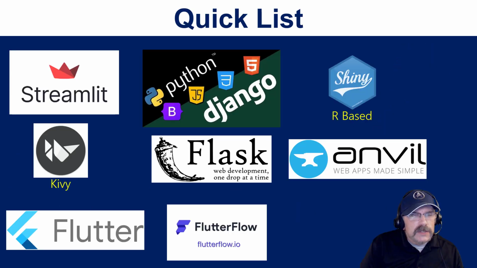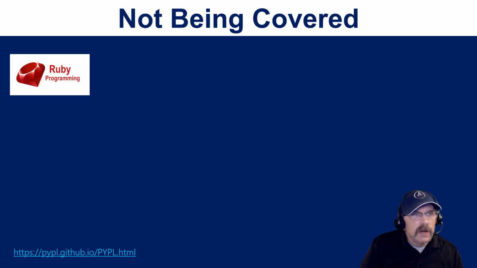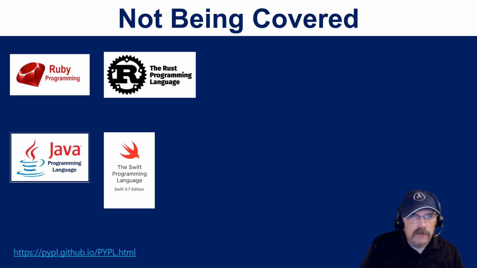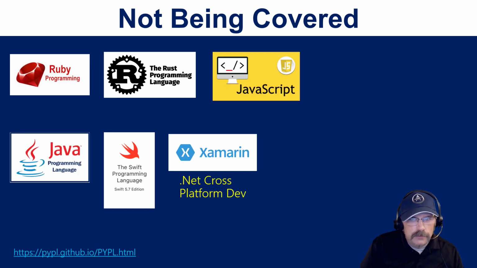So here's a quick list of the services I am going to talk about. I'll dig into each one of these a little bit. And let me walk through what I will not talk about, though it may be on your wish list. I will not be talking about Ruby. I will not be talking about Rust or Java or the Swift programming languages or Xamarin or JavaScript, which is really LiveScript. They renamed it JavaScript just to confuse everybody. It has no connection to Java.